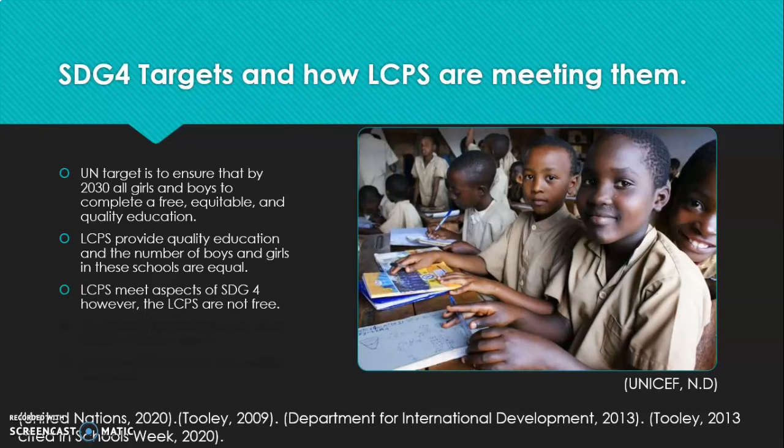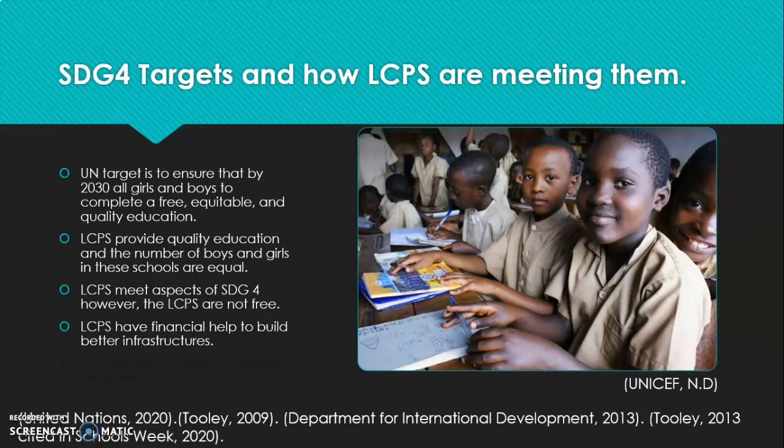Therefore, this suggests that low-cost private schools are meeting Sustainable Development Goal 4 as they are educating both boys and girls. However, they do not fully meet this target, as the UN states that education should be free, but the low-cost private schools charge a low daily fee. Furthermore, state schools are not meeting this demand either, due to their indirect payments.